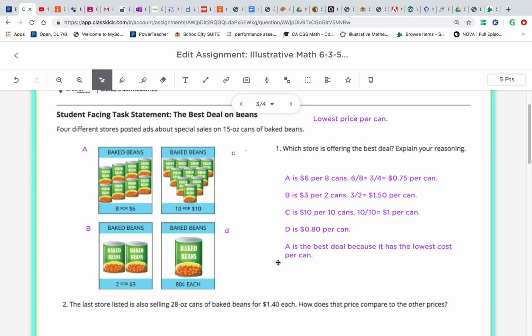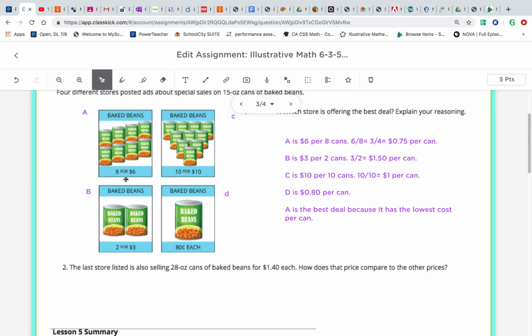Let's take a look at our best deal. We know this is our best deal, 75 cents per can. Here we have a price per ounce, so we need to see what the price per ounce is for this one.